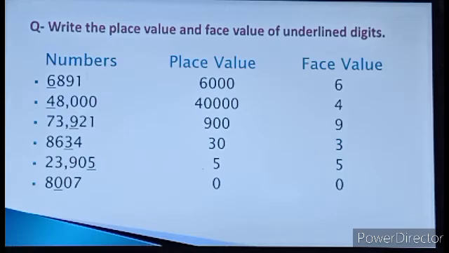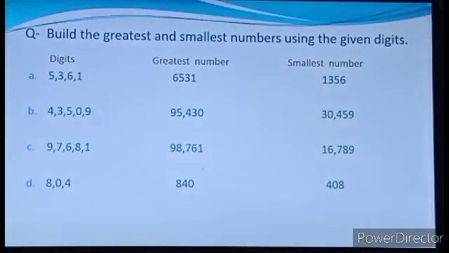Okay, the last example is 8,007. So the underline is given below the 0. 0, which place is this? Hundreds place. But 0 in any place, the answer should be 0 only, because 0 multiply 100 or 0 multiply any number, the answer comes 0 only. Okay, the place value of the 0 is always 0 and the face value is the same number, that means 0 only. Understood, students? So now we move forward to the next exercise.